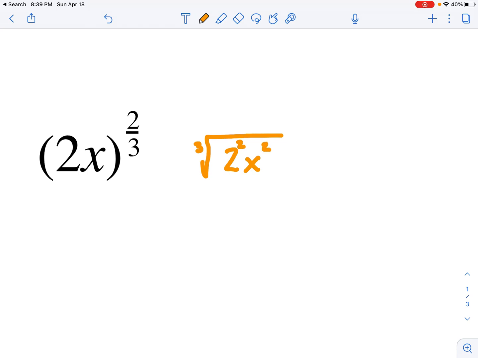And then I realized that I can actually simplify 2 squared to a 4, so I'm going to write my full simplified answer next. So the third root of 4 times x to the second power. That's what it looks like, and that's how you would say it.